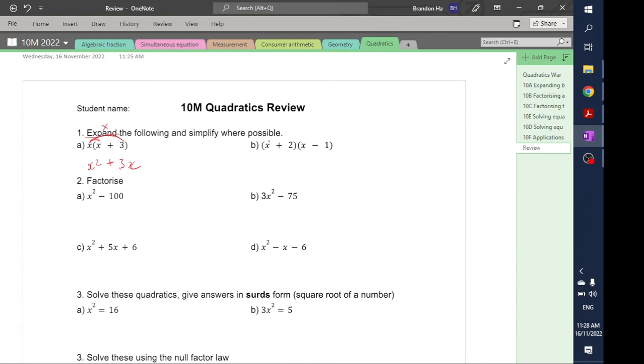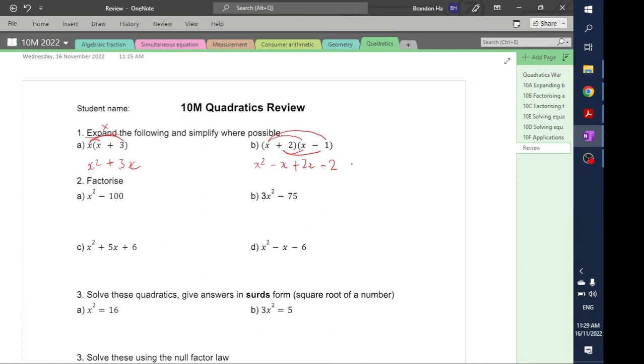Similar here, we draw lines, right? So x times x is x squared, x times negative x is negative x squared, x times negative 1 is negative x, positive 2 times x is positive 2x, and then we have positive 2 times negative 1 is negative 2.